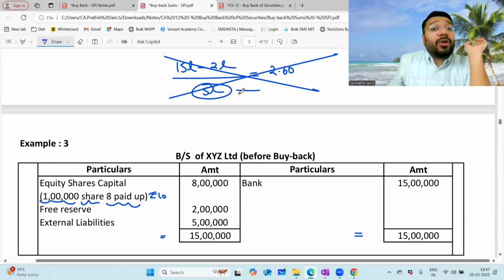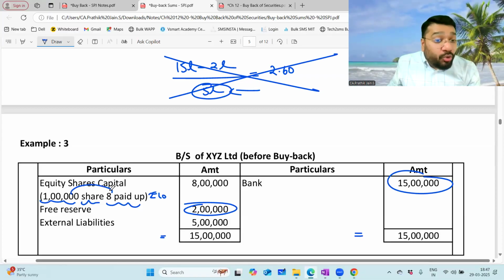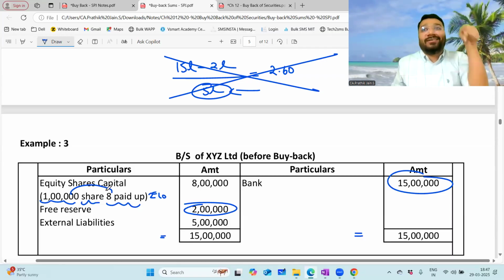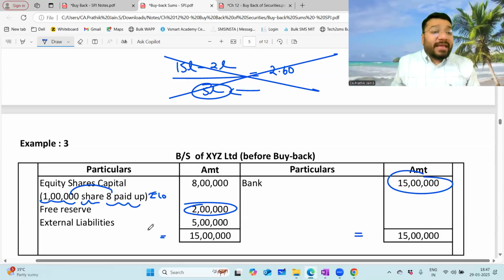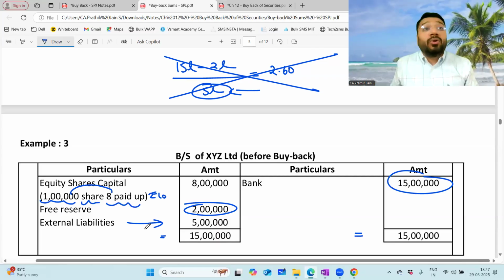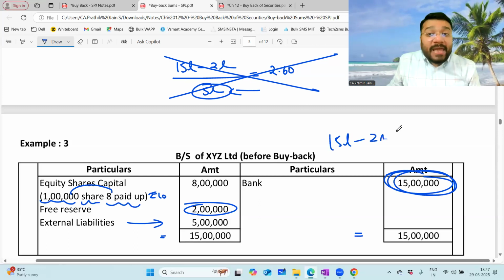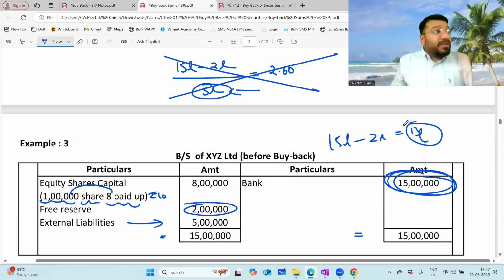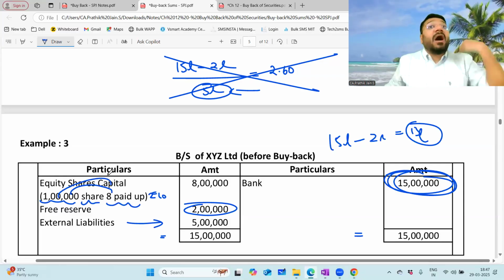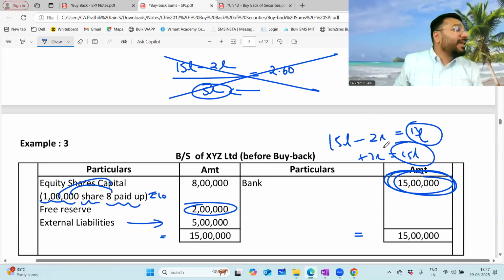The 5 lakh external liability holders are not dependent on 15 minus 2 alone. They are also dependent on the remaining 2 rupees per share that you will bring in future. Yes or no? When the creditor is lending goods to you on credit, or the banker is lending a loan to you, he is not just attracted by this 15 lakh. 15 lakh minus 2 lakh, 13 lakh is attracted, no doubt. This 13 lakh is the safety margin, no doubt. But on 1 lakh shares, how much is not yet called? 2 rupees not yet called. If I call that 2 rupees, how much is it? 1 lakh into 2, plus 2 lakh. Then what is the actual 15 lakh rupees?